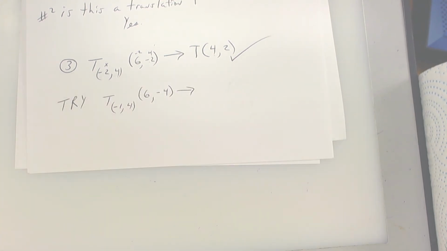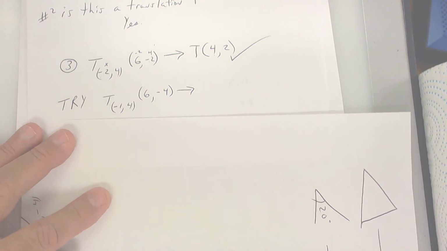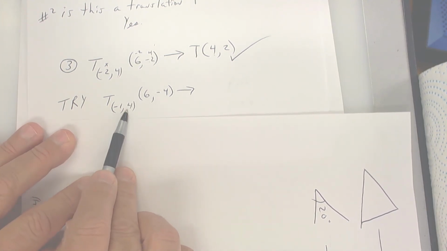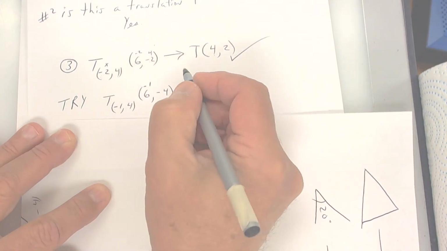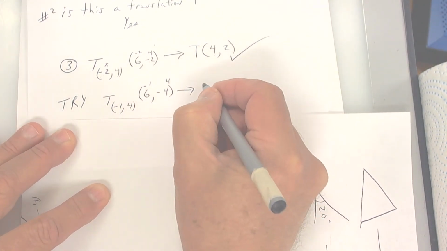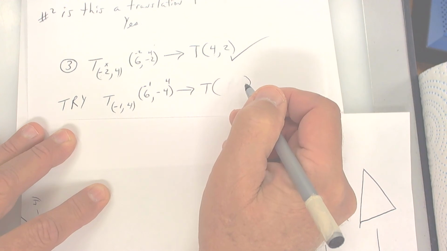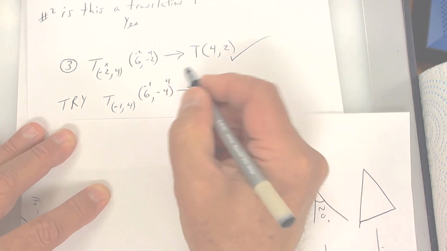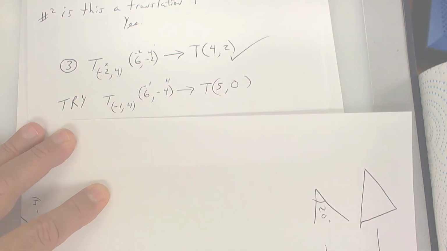Try this one. I want you to translate it. You don't have to graph it. Okay, so we're going to the left 1, and then up 4. So you're going to put a -1 here and a +4 here. So the new point, called the image, is going to be 6 minus 1, which is 5, or the location is 5 and 0.